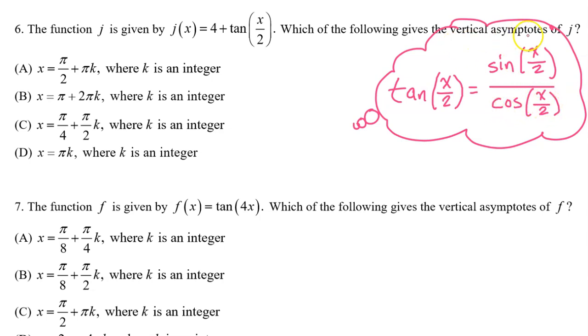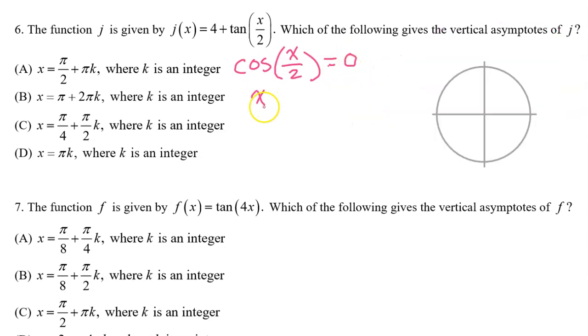A vertical asymptote will occur where tangent of x over 2 is undefined. That's going to be where the denominator, cosine of x over 2, is equal to 0. So the first thing you actually need to write down is this equation. We need to find where the cosine of x over 2 is equal to 0. First, we solve for x over 2 by asking ourselves, the cosine of what is equal to 0? On the unit circle, cosine is the x value, and x values are equal to 0 here and here. So we have one solution at pi over 2.